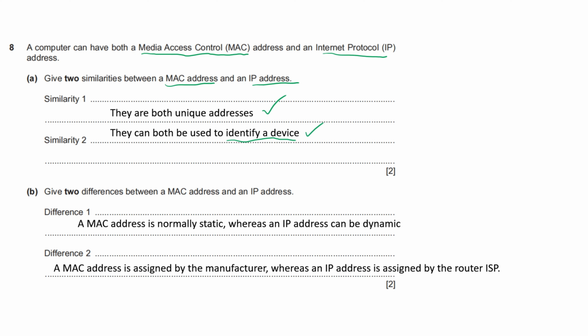Part B, give 2 differences between a MAC address and an IP address. So the first difference is a MAC address is normally static, whereas an IP address can be dynamic. So static means that a MAC address cannot be changed, but the IP address can be changed. Second difference, a MAC address is assigned by the manufacturer, whereas an IP address is assigned by the router or ISP.